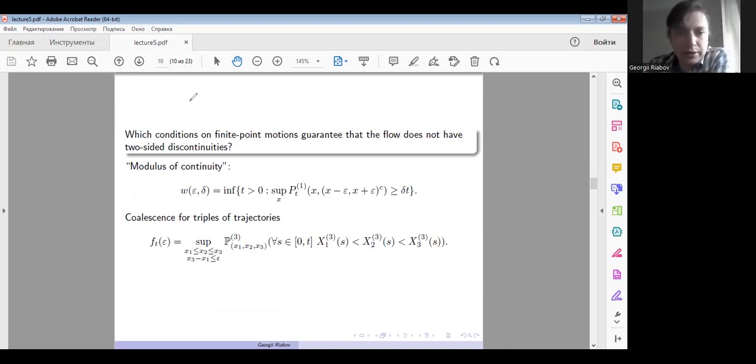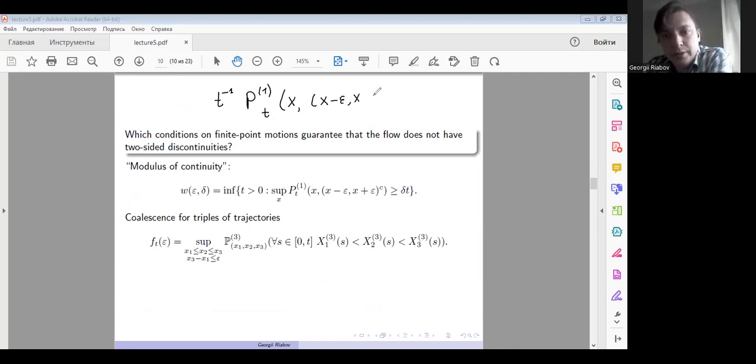Let's recall that finite point motions have the following property. The probability that a trajectory that starts from x during time t deviates by epsilon is of smaller order than t at 0. In particular, for every epsilon and every delta bigger than 0, we can consider such an infimum.